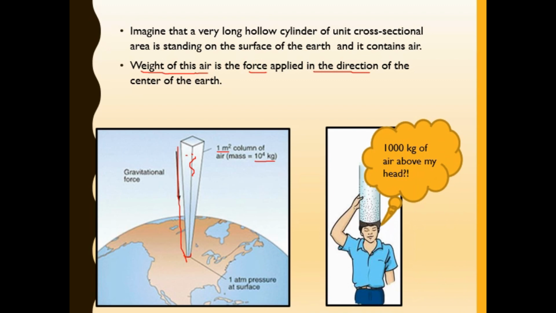Are you thinking the same? I am also standing here on the surface of the earth. There is a column above my head that extends up to the last layer of the atmosphere, full of air. So am I carrying that much weight on my head? We can imagine our head may be 0.1 meter square. For 0.1 meter square, it will be approximately 1000 kilograms of air.